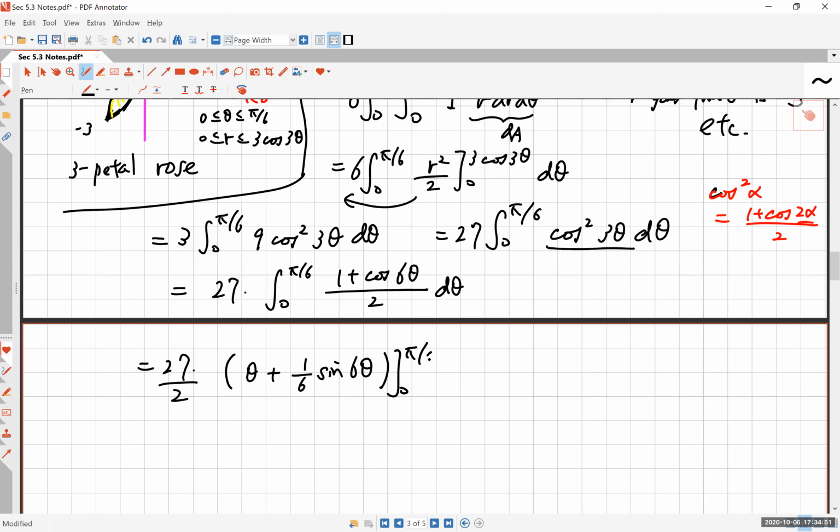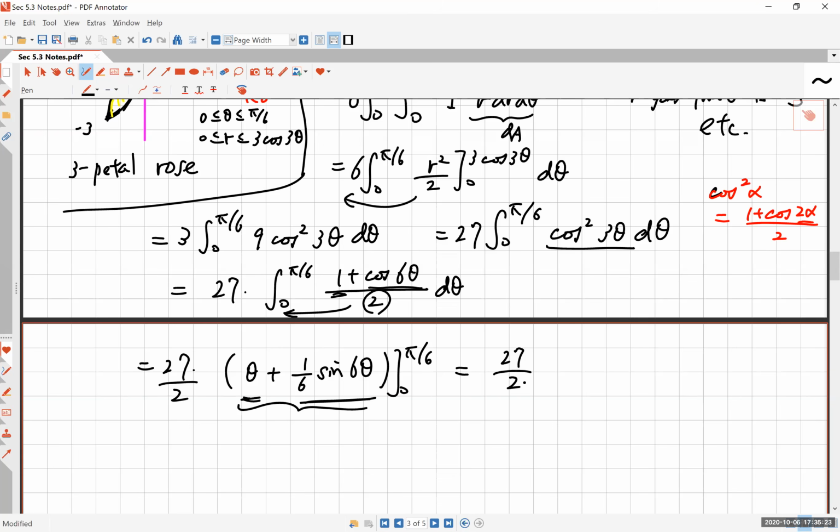Does that make sense? You want to do a quick check by differentiating this. Remember, 2 has already been moved out. So theta, if you differentiate with respect to theta, becomes 1. And this, using the chain rule, becomes 1/6 times cosine of 6 theta times 6. The 6 will cancel, giving you cosine of 6 theta, right? So that is the correct integration.